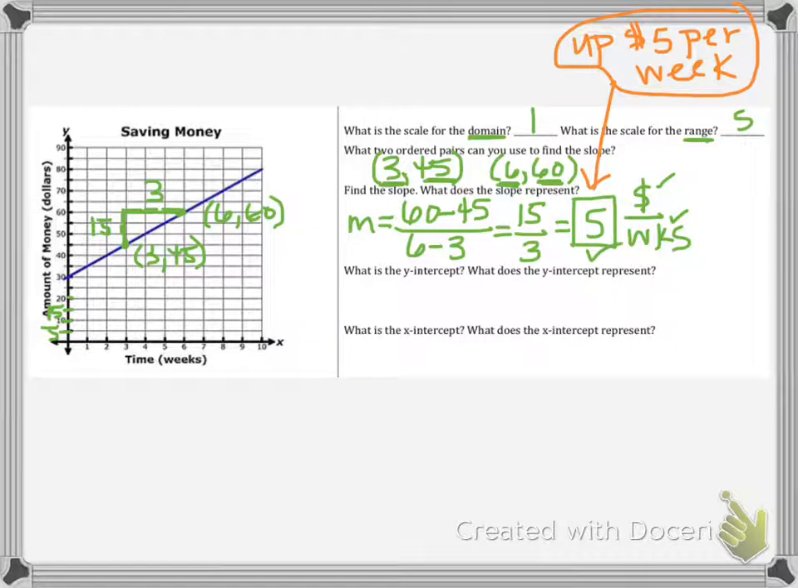All right, for my y-intercept, that's where my graph crosses the y-axis. That's 30, so the coordinates are 0, 30. And what does this mean? This means at week 0, there were $30. We started with $30.